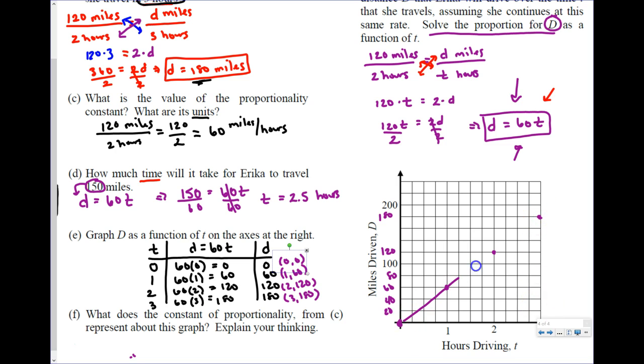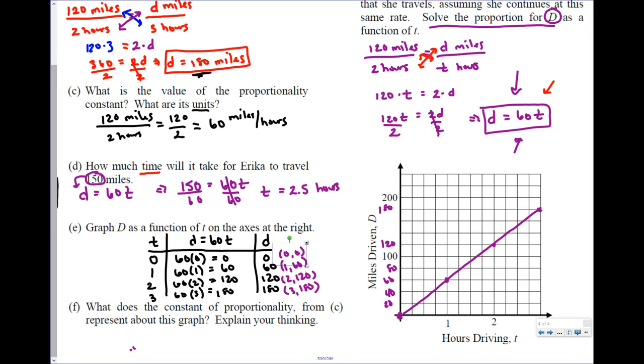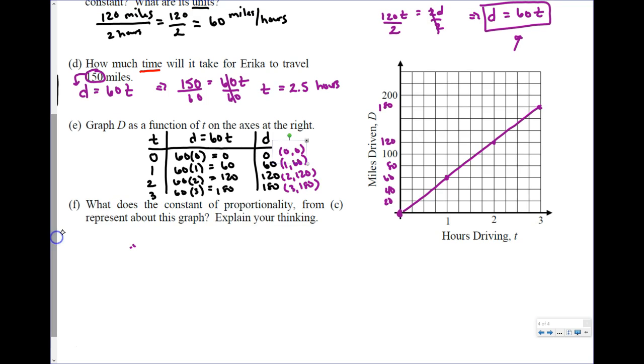And notice it formed a straight line because it's a constant rate of change. She's always going 60 miles every hour. It's constant, so it's going to form a line. So what we were talking about earlier, what does this constant of proportionality represent? This 120 divided by 2 gives me 60 here, miles per hour. What does this represent? This represents speed, like we talked about, right? This represents her speed, how much distance you cover per time.